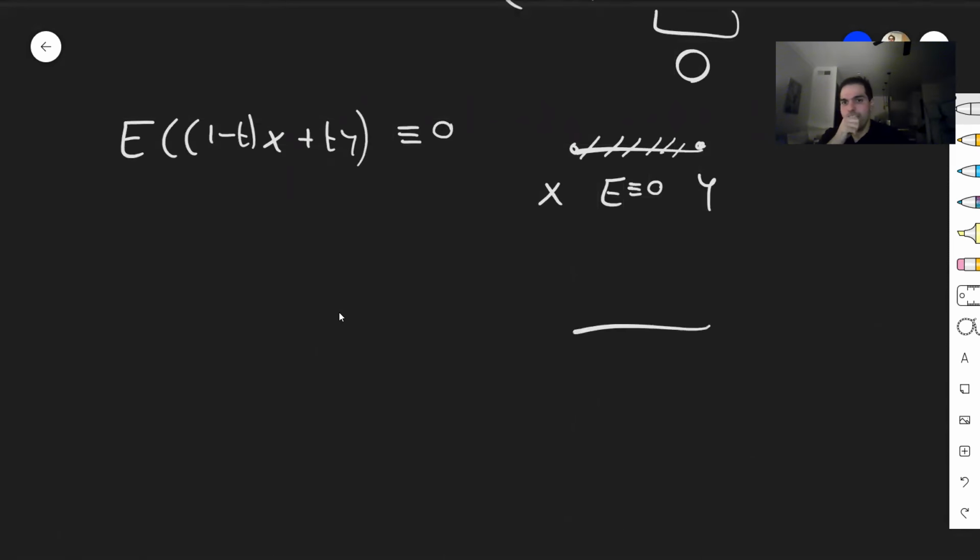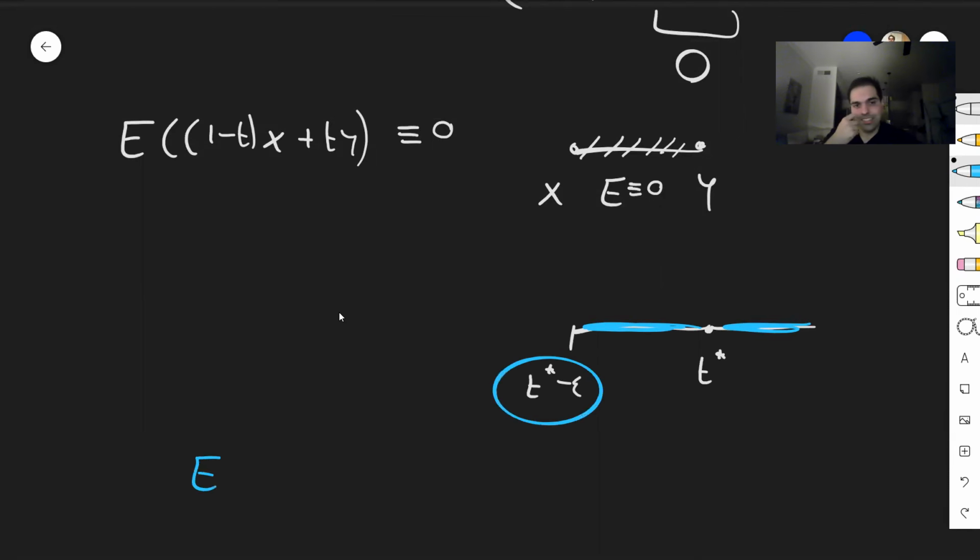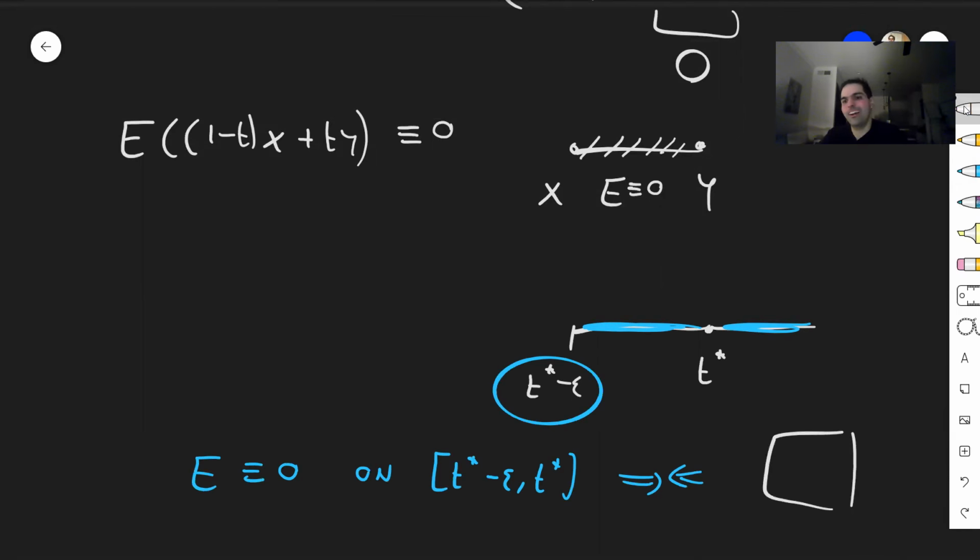So in terms of our picture, if this is t star and this is t star minus epsilon, then we just showed e is 0 here and that's 0 here. And again, that is a contradiction. So e is identically equal to 0 on the interval t star minus epsilon to t star. And again, it contradicts the smallness of t star. And therefore, we have our backwards uniqueness. And again, big box at the end.